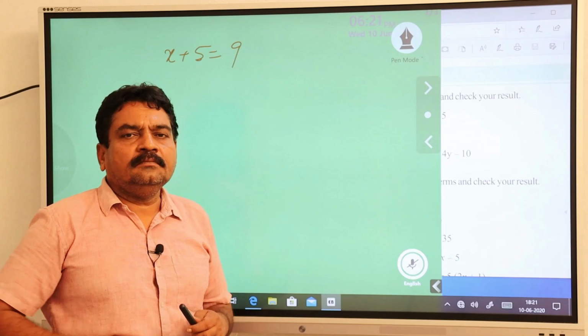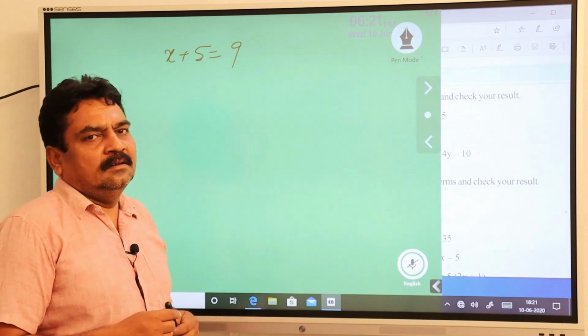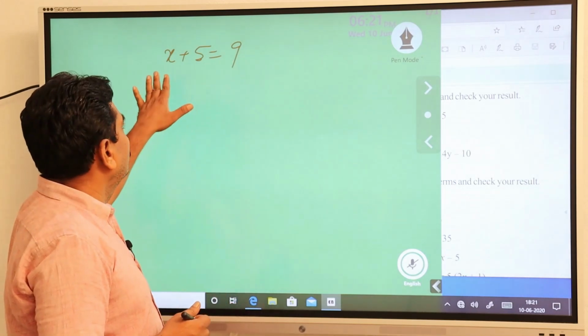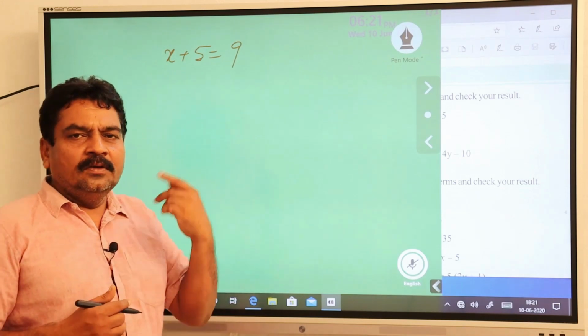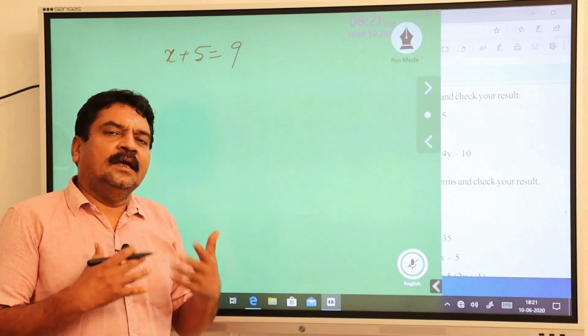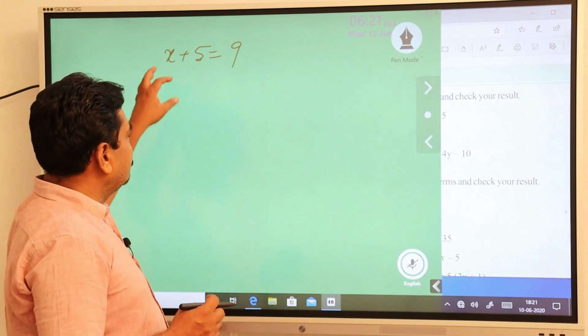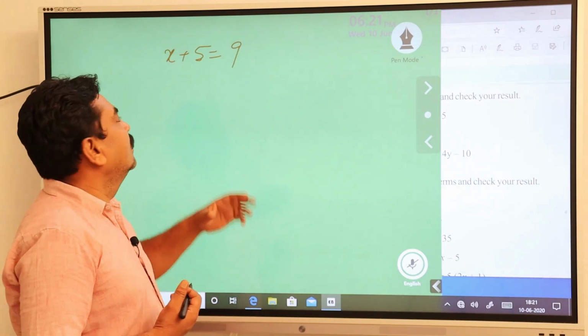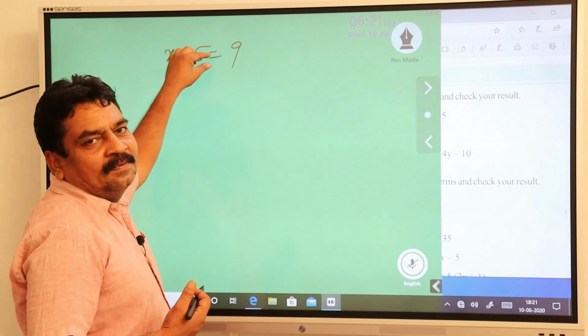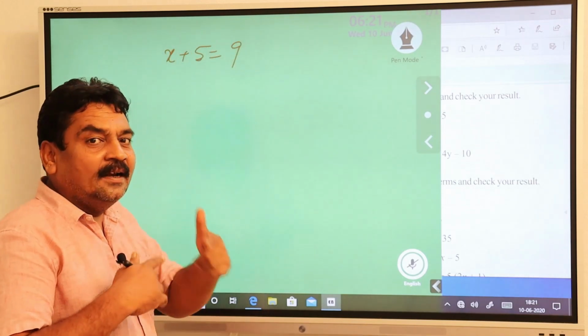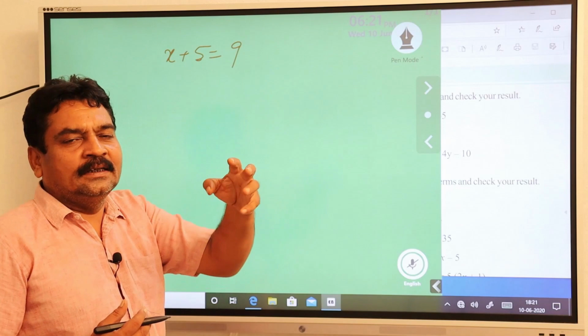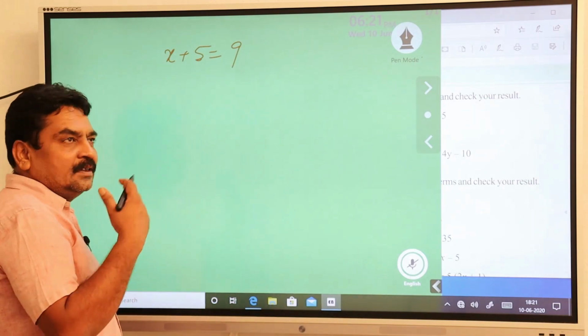Here, without transposing, you have to get the value of the variable x. So how are you going to get it? Again, the trial and error method. If x is equal to some value, you substitute it here in place of x and then check. That value, when you add it with 5, you should get 9. So it is the trial and error method. So don't take the correct value directly. First you go with a trial.